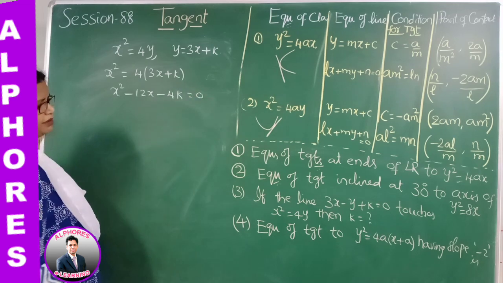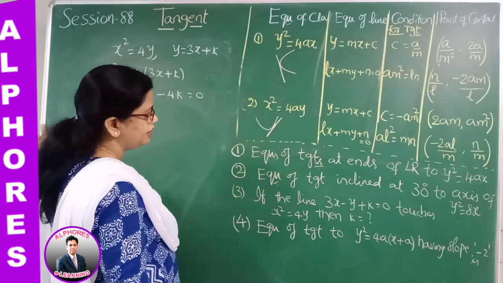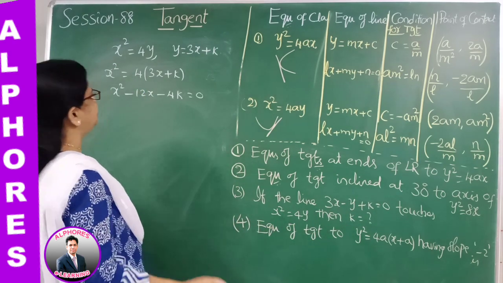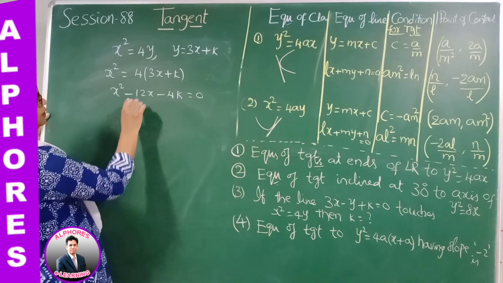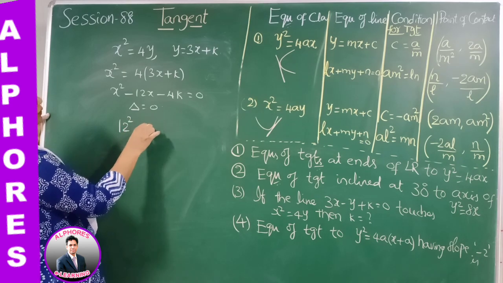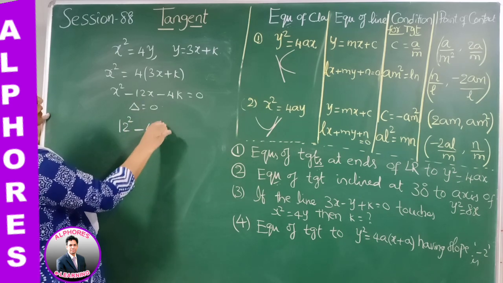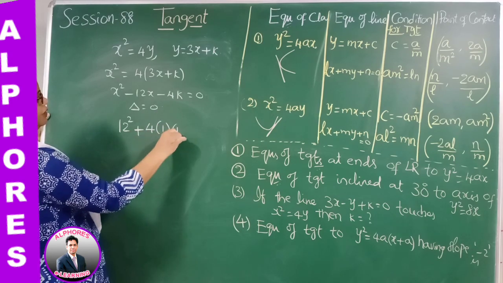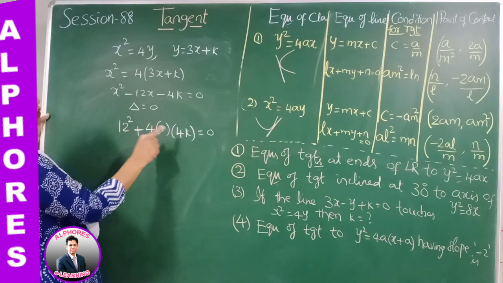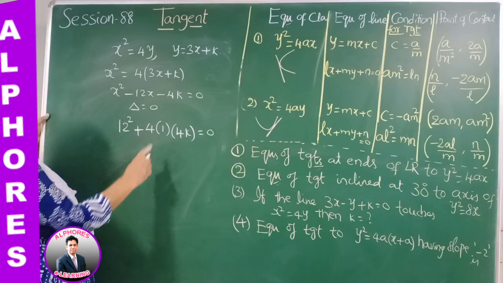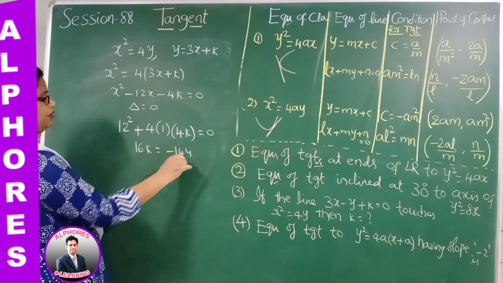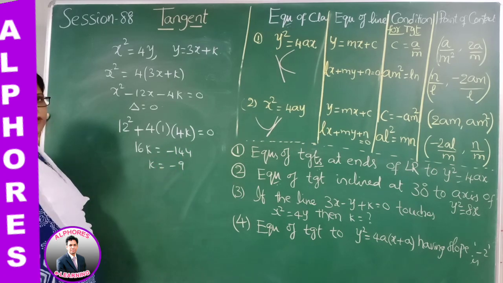But they are telling that the line touches the curve. Touches means you have to use discriminant as 0. So what is the discriminant? b square minus 4ac, where a is 1 and c is minus 4k. This is equal to 0. So b square minus 4ac gives 144 plus 16k equal to 0. Now 16k equals minus 144, and hence k equals minus 9.